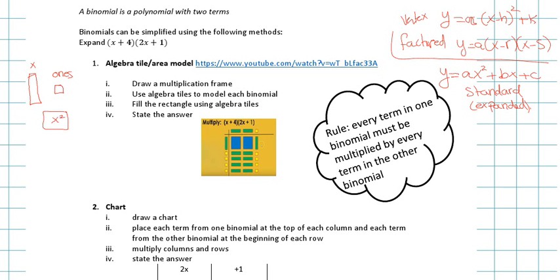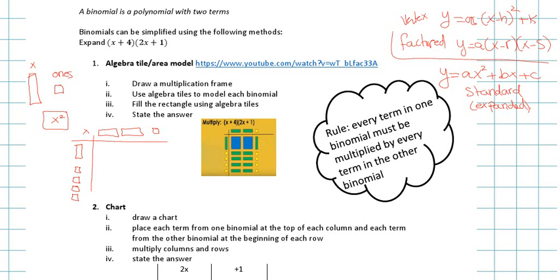If I'm going to multiply these two, you're going to set up a table, and you're going to have x plus 4. So you have one long one, and then you have 4 small ones. This is what I have: x, and 4. Then for this one, you have 2x plus 1. What should I have for the top one? Two long ones and one small one, right? Then you're going to multiply.